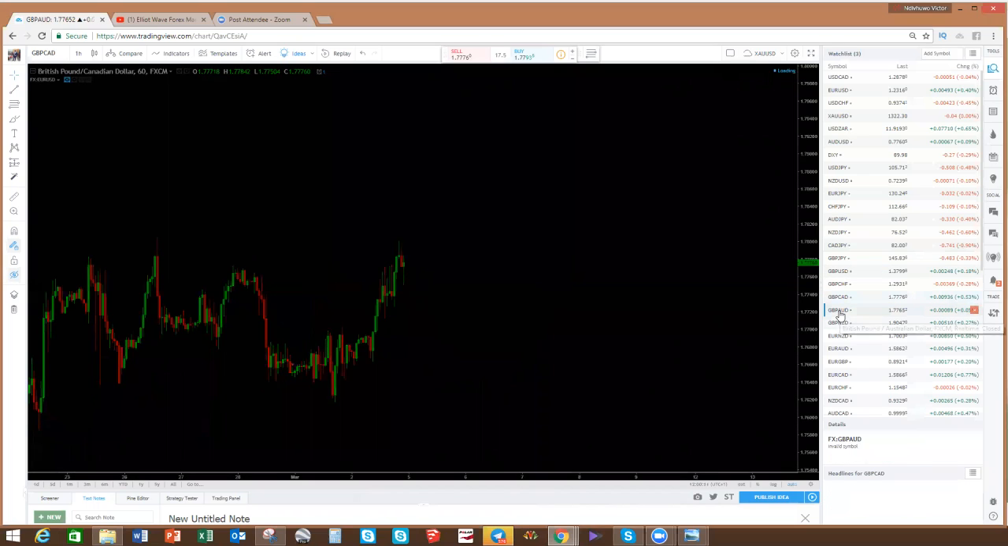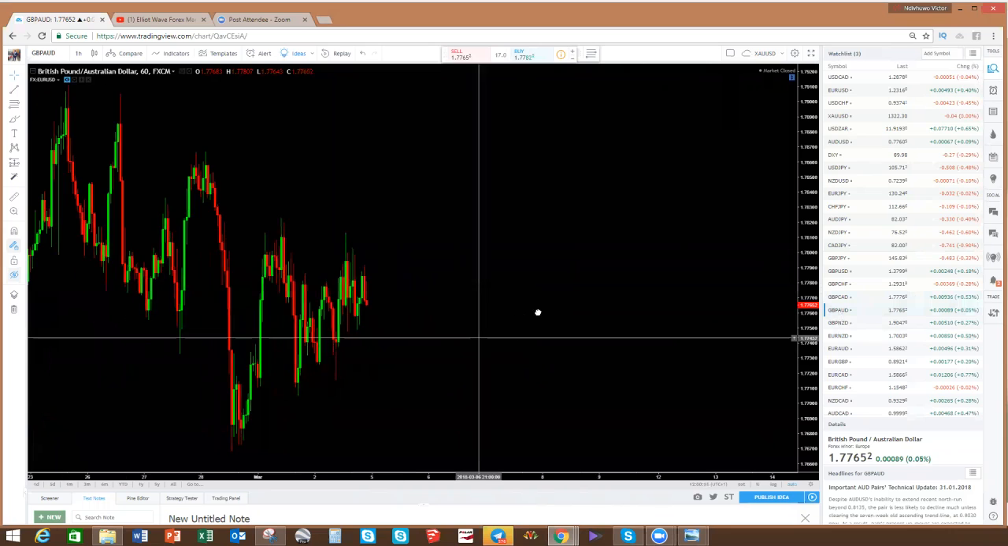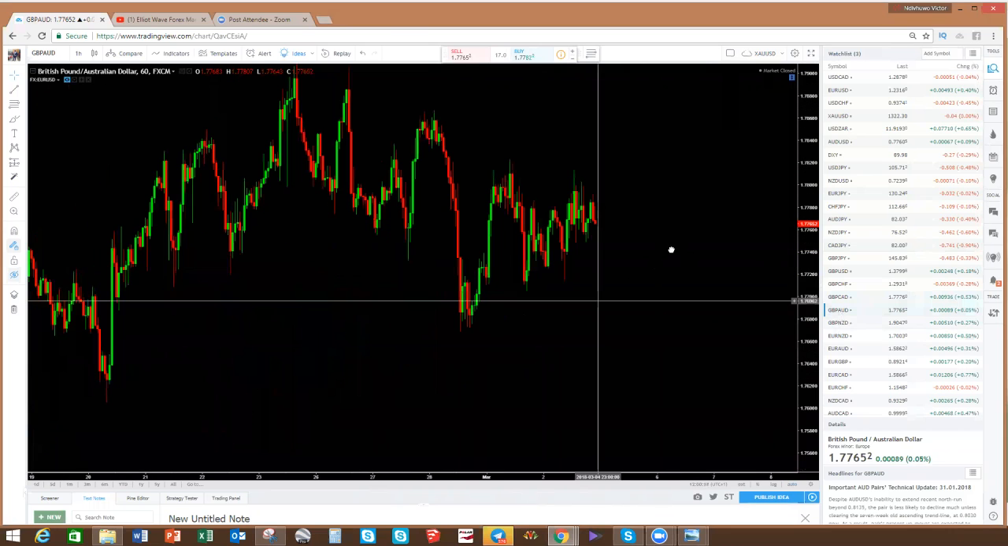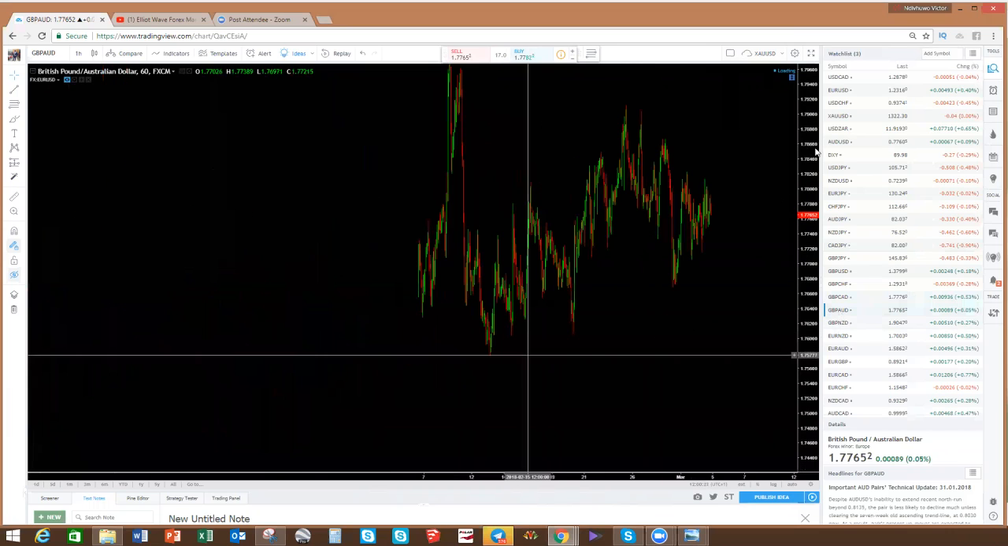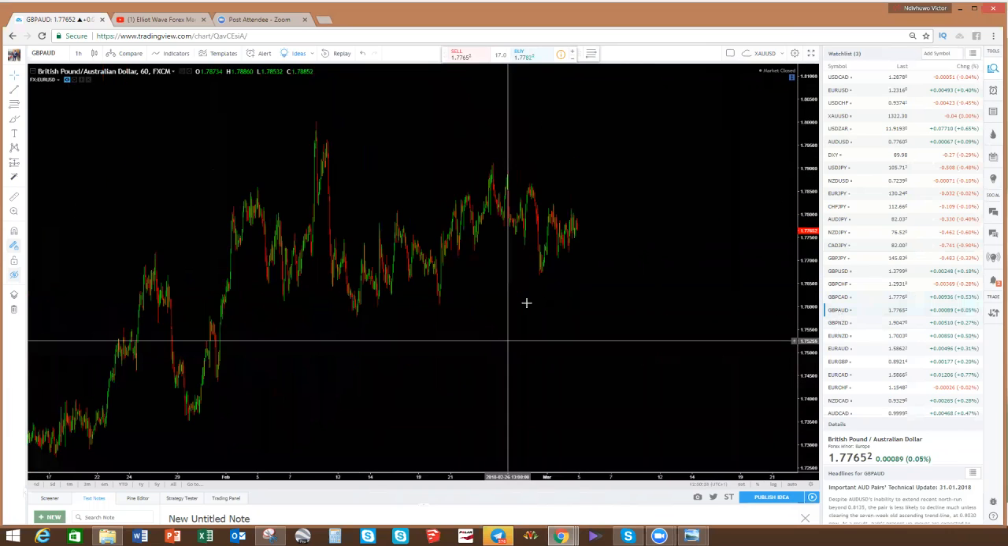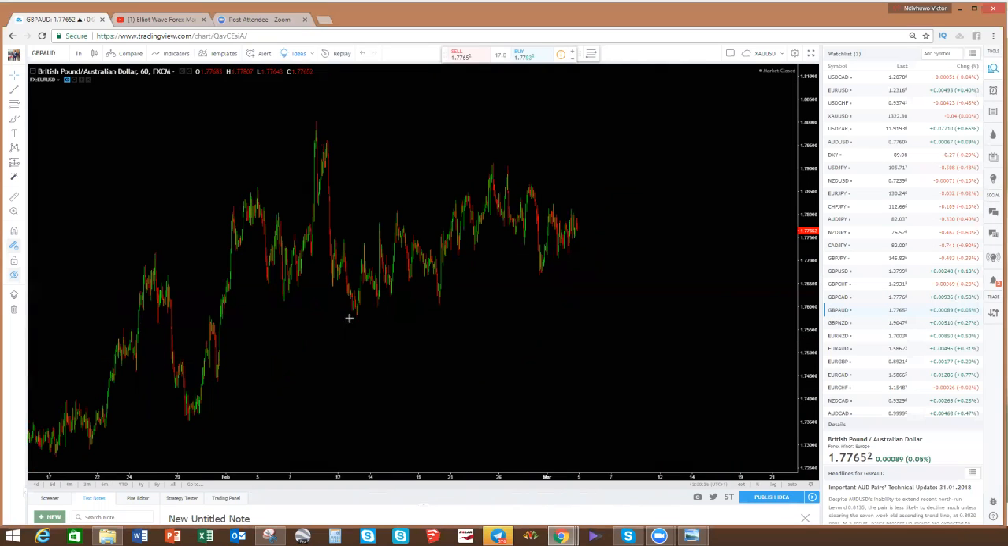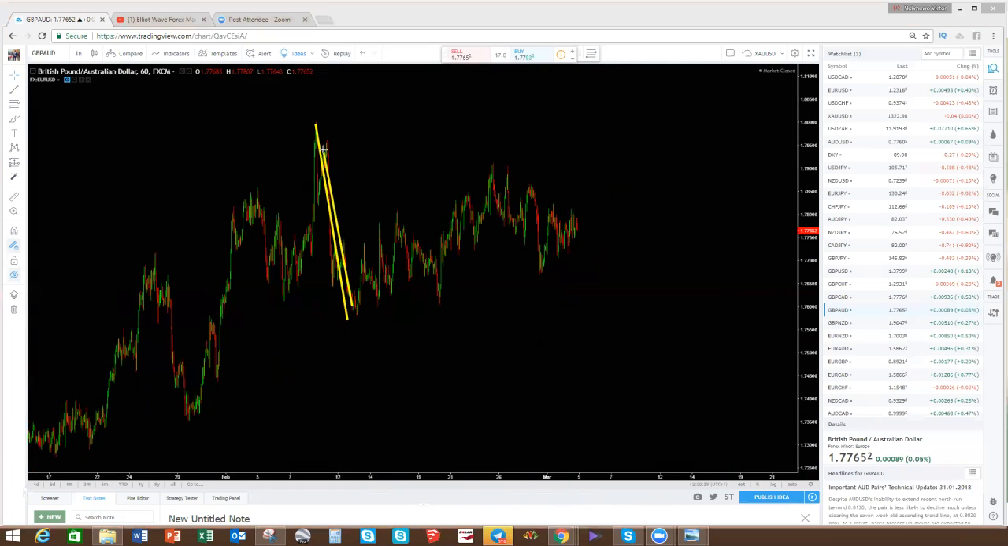Pound AUD. Pound AUD had this move. Look at this one here. You see here we've got a sharp move here. And all of this is just correcting this move, because this is right at the top. So we thought, last week, that it was going to give us this correction 1, 2, 3, and then we're going to get that yellow going down.